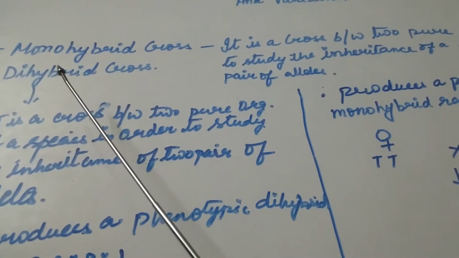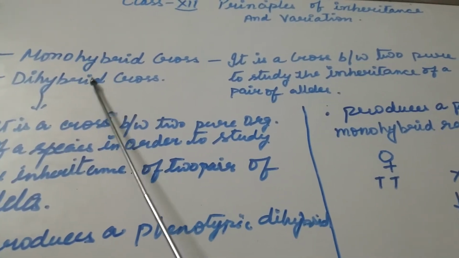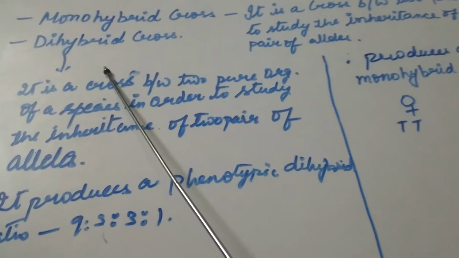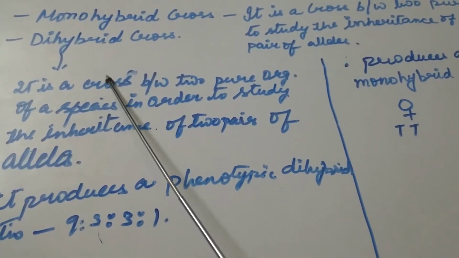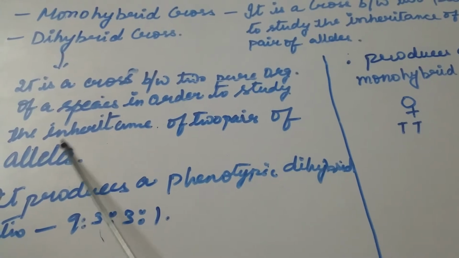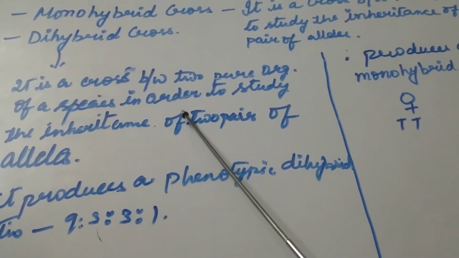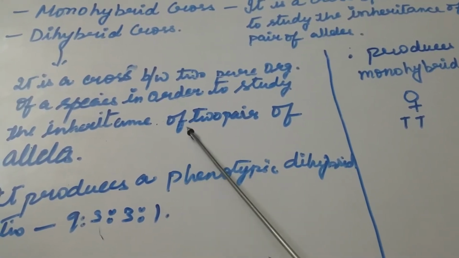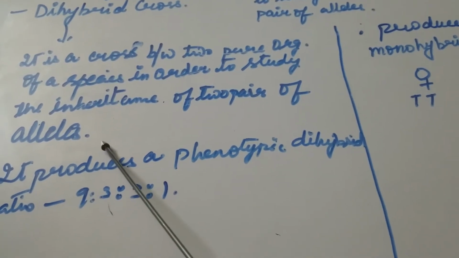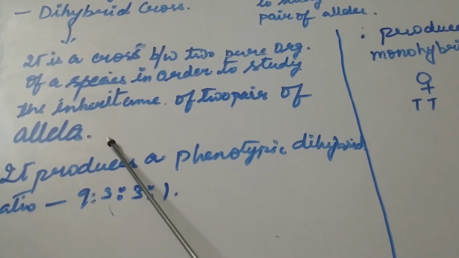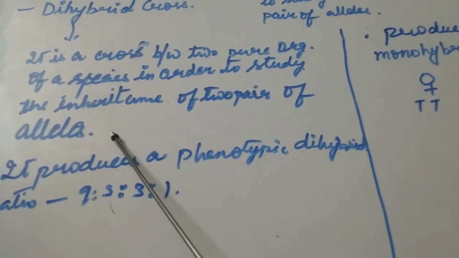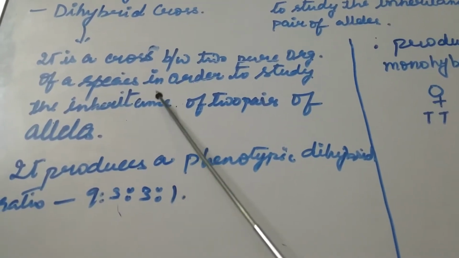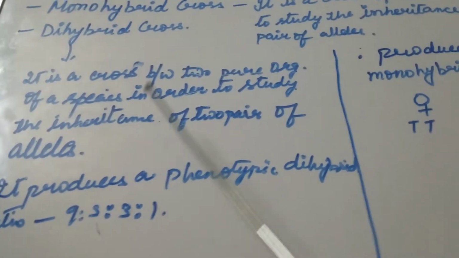Mono means single, where there is a single pair of alleles, whereas in case of dihybrid cross, there is a cross between two pure organisms of a species, where we study the inheritance of two pairs of alleles. That means two characters are involved to study the pattern of inheritance.